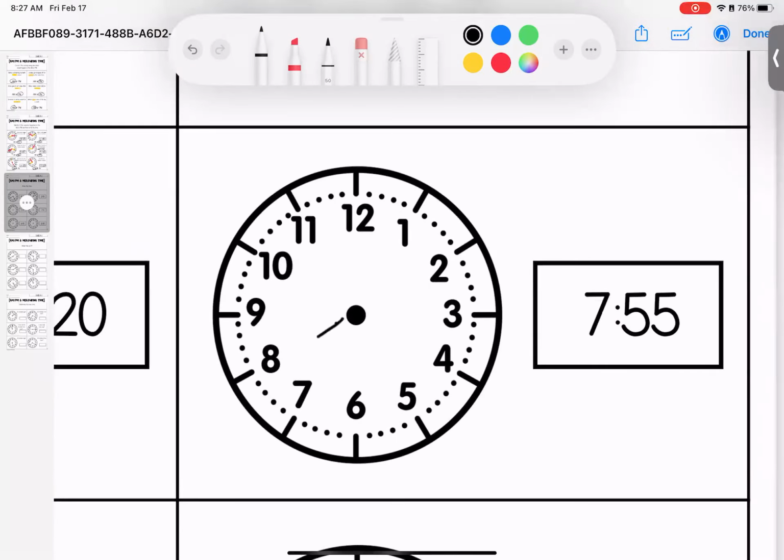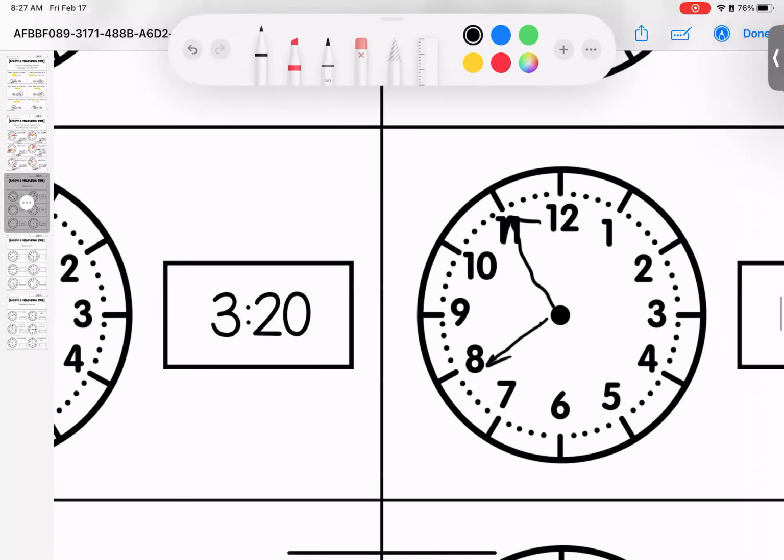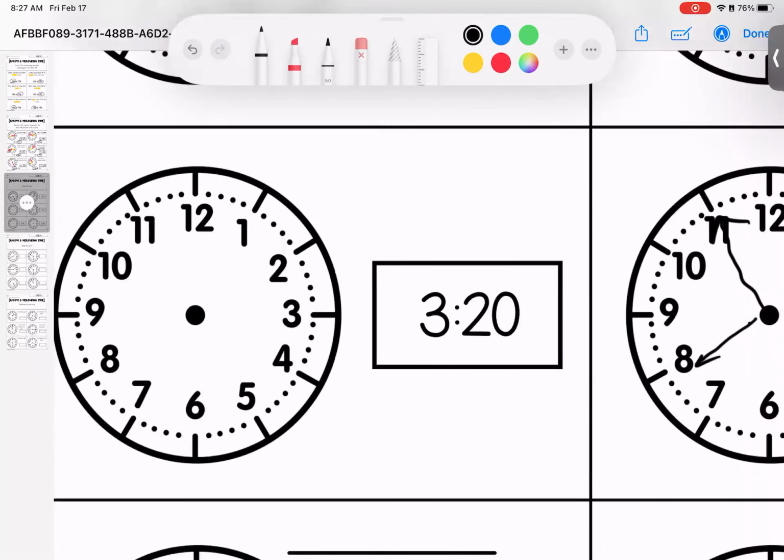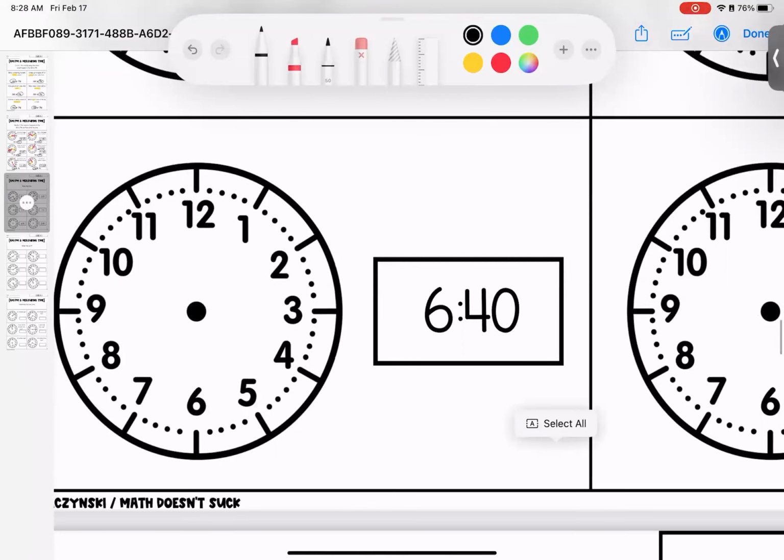7:55, my hour hand should be pretty close to the 8, but not there yet. And 55 means my minute hand is on the 11. 3:20, my hour hand is pointing to the 3, and my minute hand is on the 4, because 4 groups of 5 give me 20 minutes.